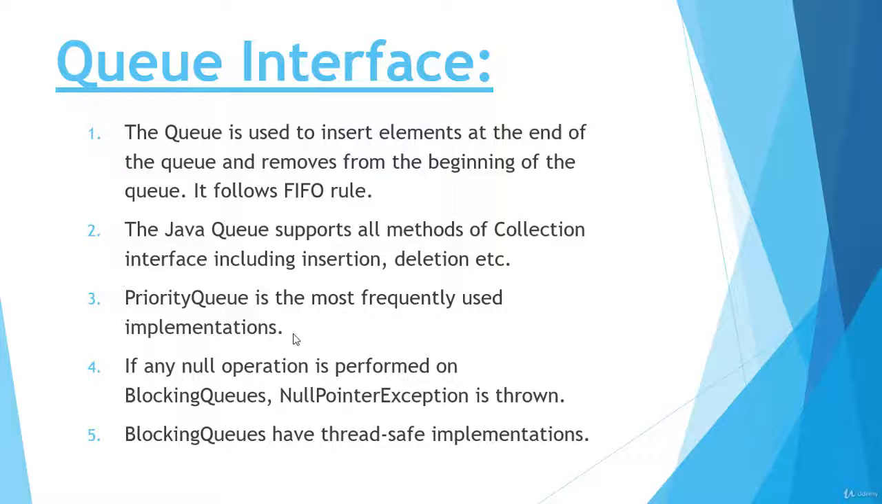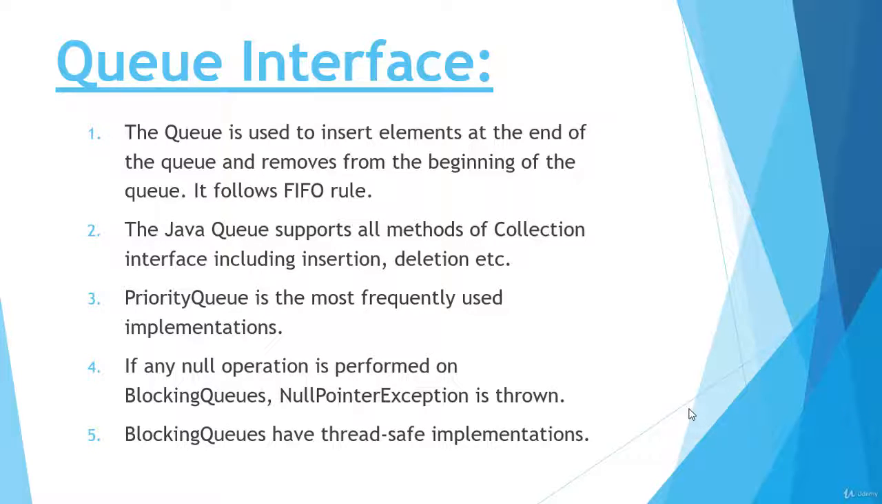Third point, priority queue is the most frequently used implementation. We will discuss the priority queue class in our next video. Fourth point, if any null operation is performed on the blocking queues, a null pointer exception is thrown. Blocking queue is also a type of queue here, and blocking queues have thread safe implementations. So these are the points about the queue interface.